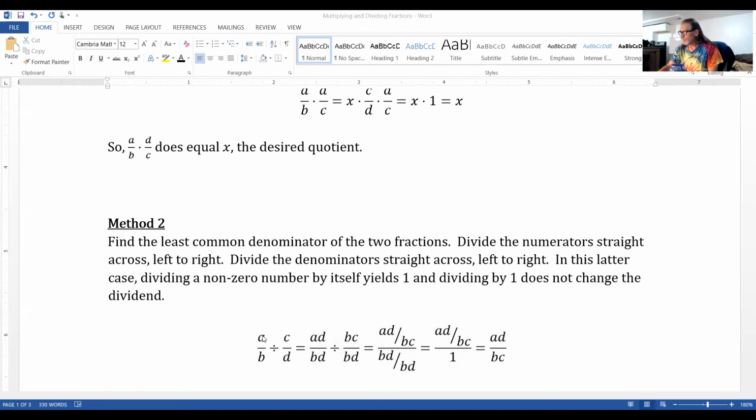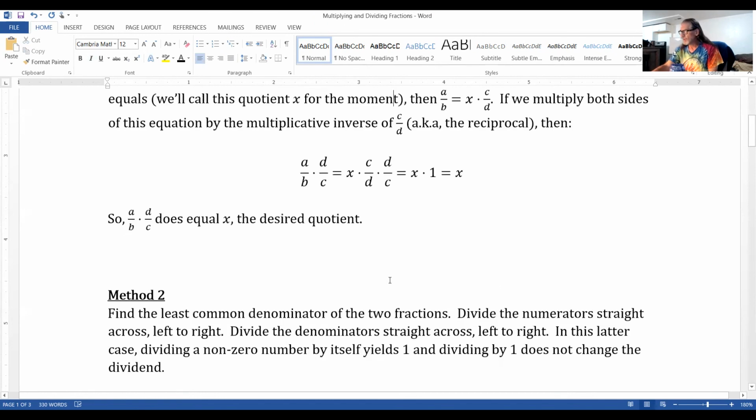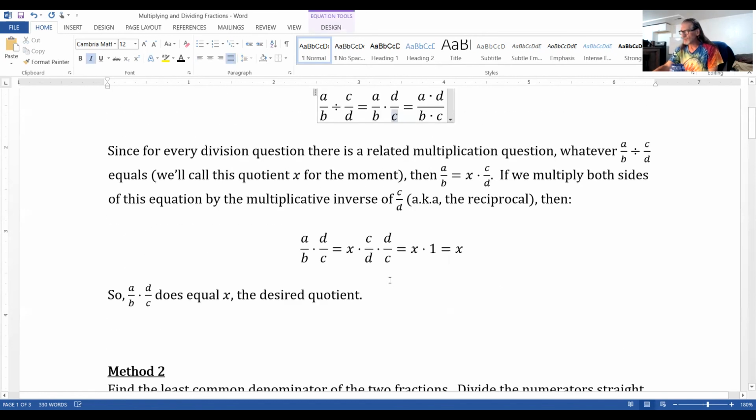So I multiply top and bottom of A over B by D, and top and bottom of C over D by B, so that I have the same denominator, BD. Going straight across here, AD divided by BC, and straight across the bottom, BD divided by BD. Well, we're just dividing by 1, so we've got that same answer in the numerator, A times D, and in the denominator, B times C. Same as what we saw up here.